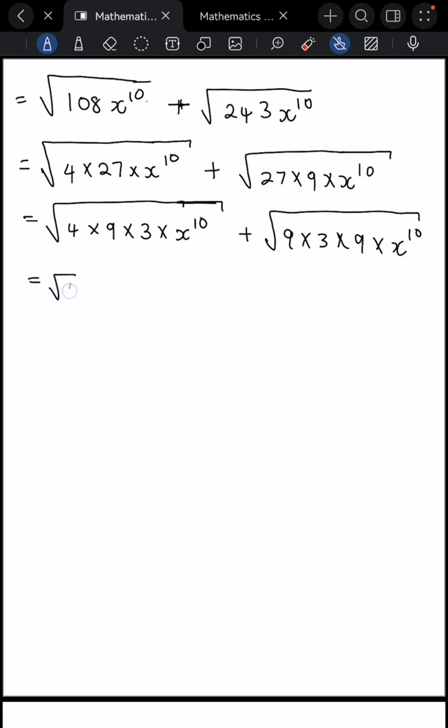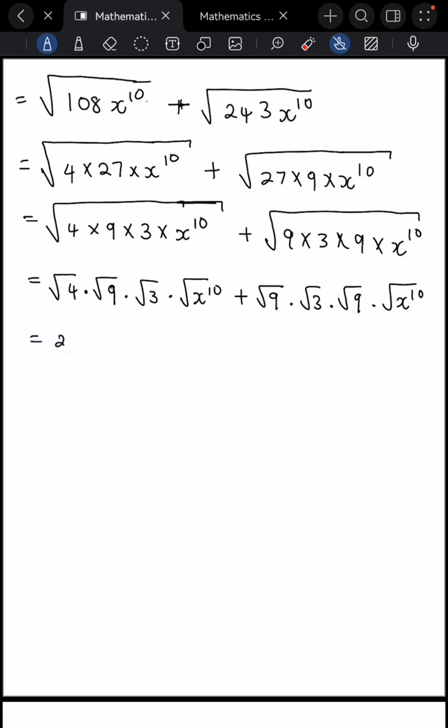This is equal to the square root of 4 times the square root of 9 times the square root of 3 times the square root of x raised to the power of 10, plus the square root of 9 times the square root of 3 times the square root of 9 times the square root of x raised to the power of 10. The square root of 4 is 2. So it's going to be 2 times 3 times the square root of 3. And then you say, what is the square root of x raised to the power of 10?